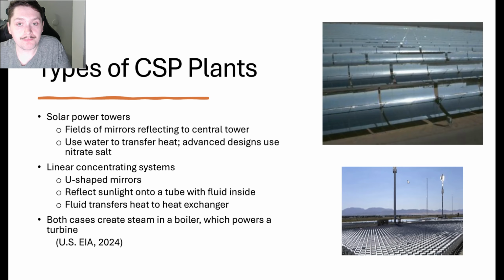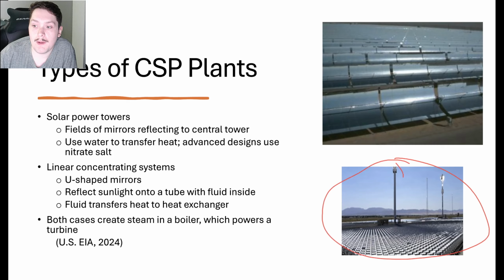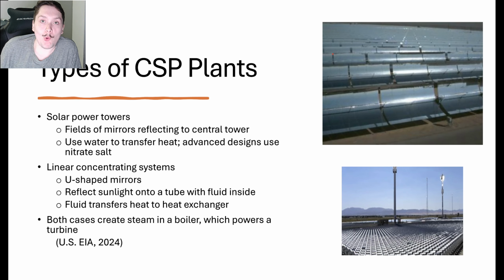So there are a couple types of concentrating solar power plants. There are solar power towers and linear concentrating systems. You can see down at the bottom here, this is a solar power tower, and these are the linear concentrating systems. So solar power towers, other than being fun to say, are fields of mirrors that reflect to a central tower, and there is usually a receiver on this tower that is going to take all of the solar energy in, and it's going to heat up that receiver, and then that heat is going to be transferred to a liquid medium. Usually it's water. However, more advanced designs are increasingly using molten nitrate salt, and that's because it's a little bit more efficient.